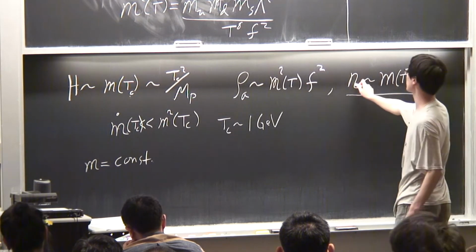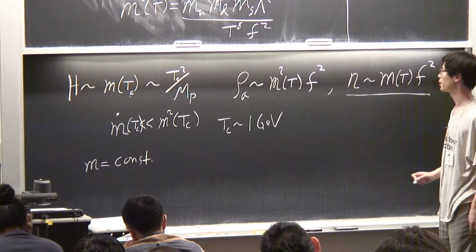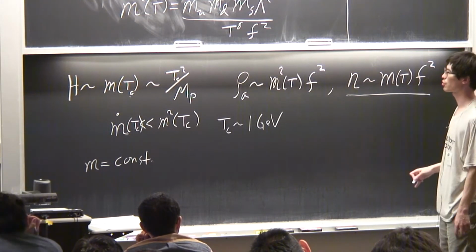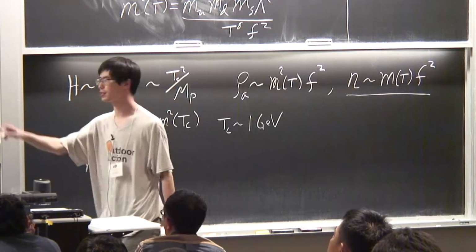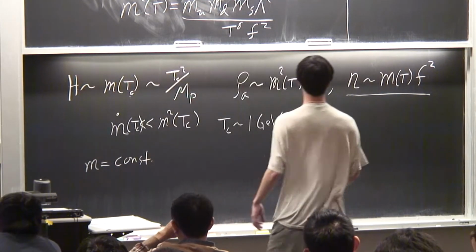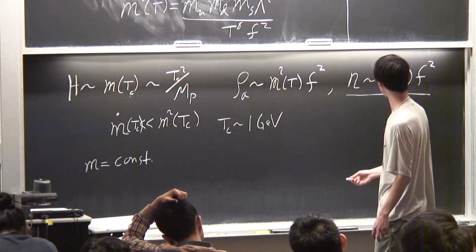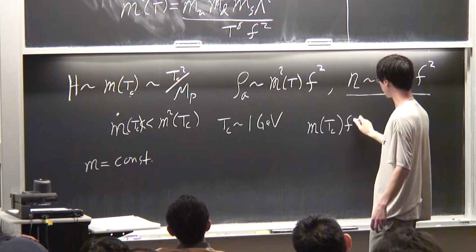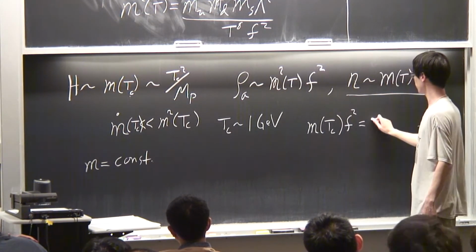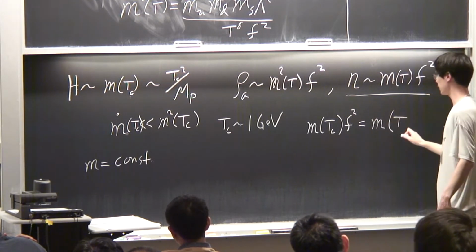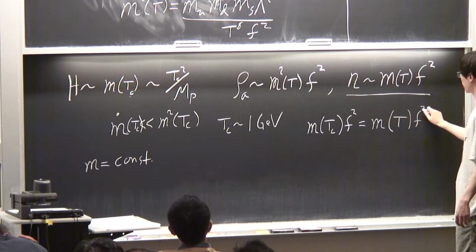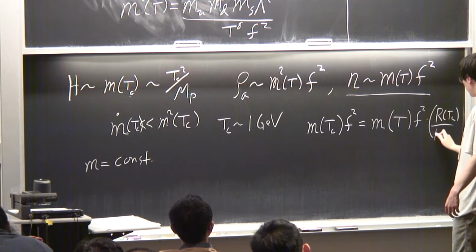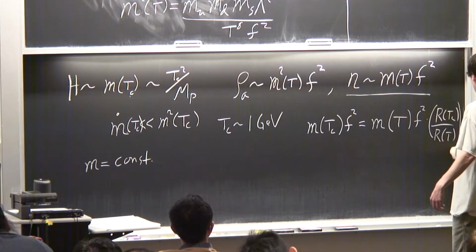And so how does the number density dilute away once you've reached T critical? It dilutes like the scale factor cubed, right? Because the number density is conserved up to the fact that the universe is expanding. And so what's constant is basically m of T critical f squared is equal to m of T at some other time f squared times R of T critical over R of T cubed.